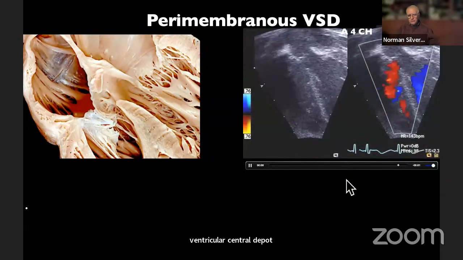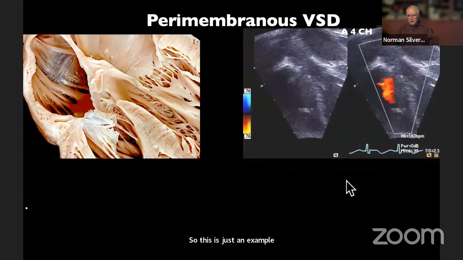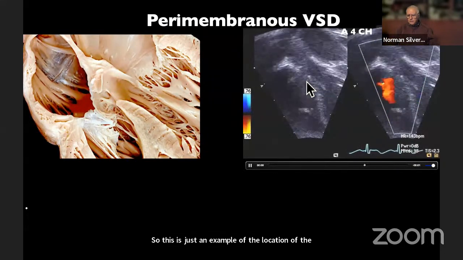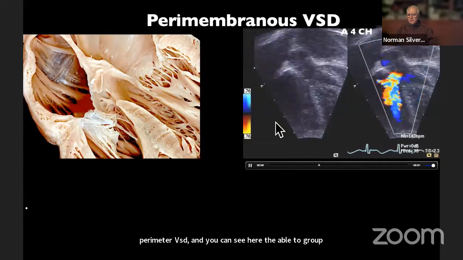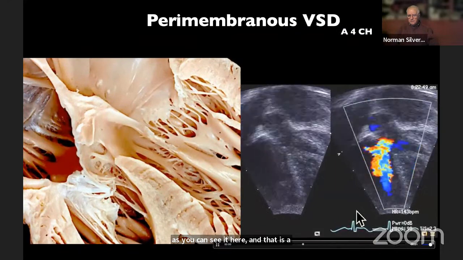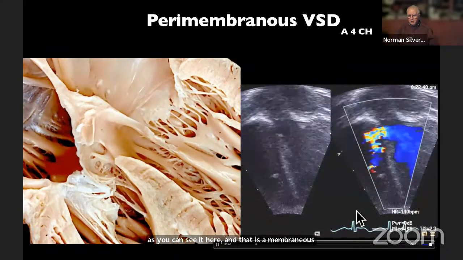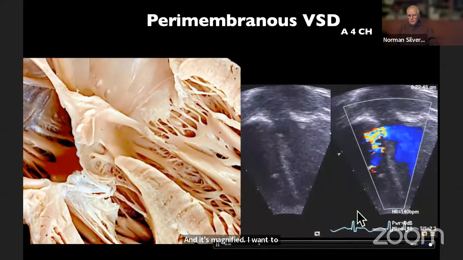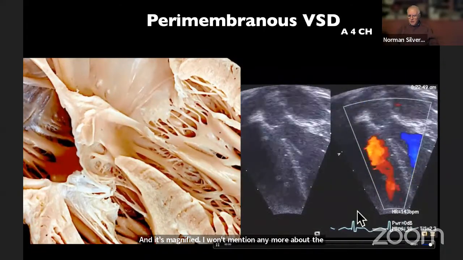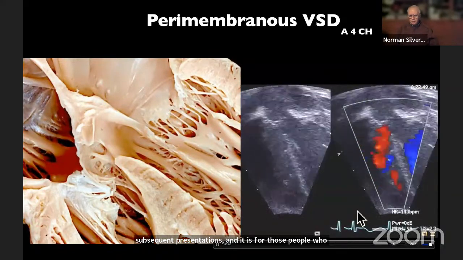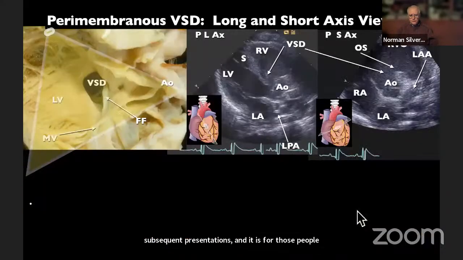So this is just an example of the location of a perimembranous VSD, and you can see here the aortic root, and that is a membranous ventricular septal defect. And it's magnified. I won't mention any more about the magnification because it occurs in all of these subsequent presentations. It is for those people who use smartphones and have a small screen to look at, so it's enlarged for them. Now here's a parasternal long axis.